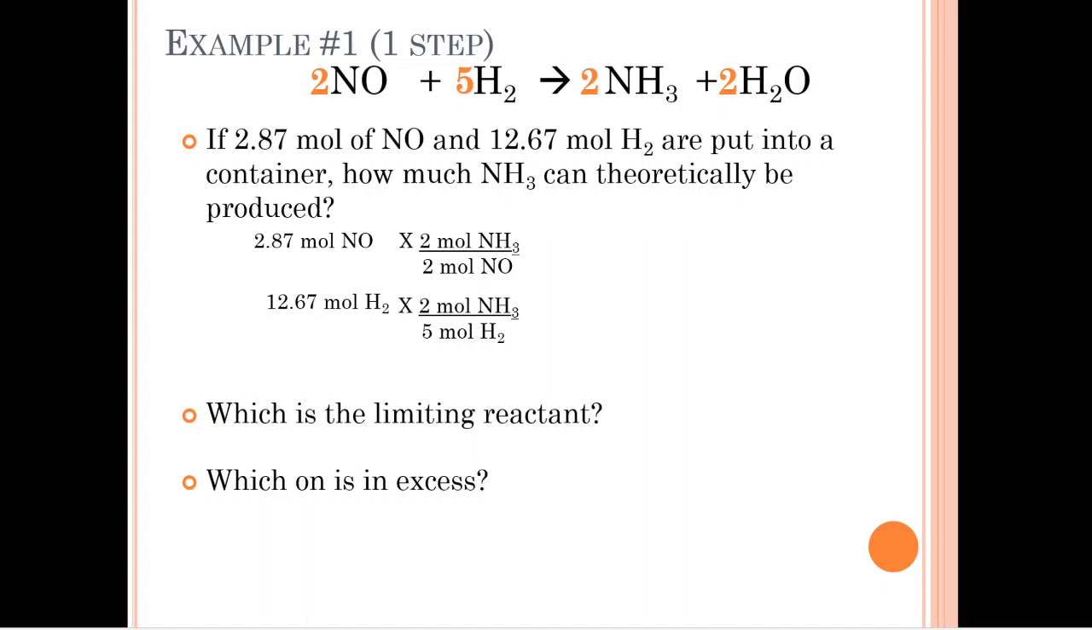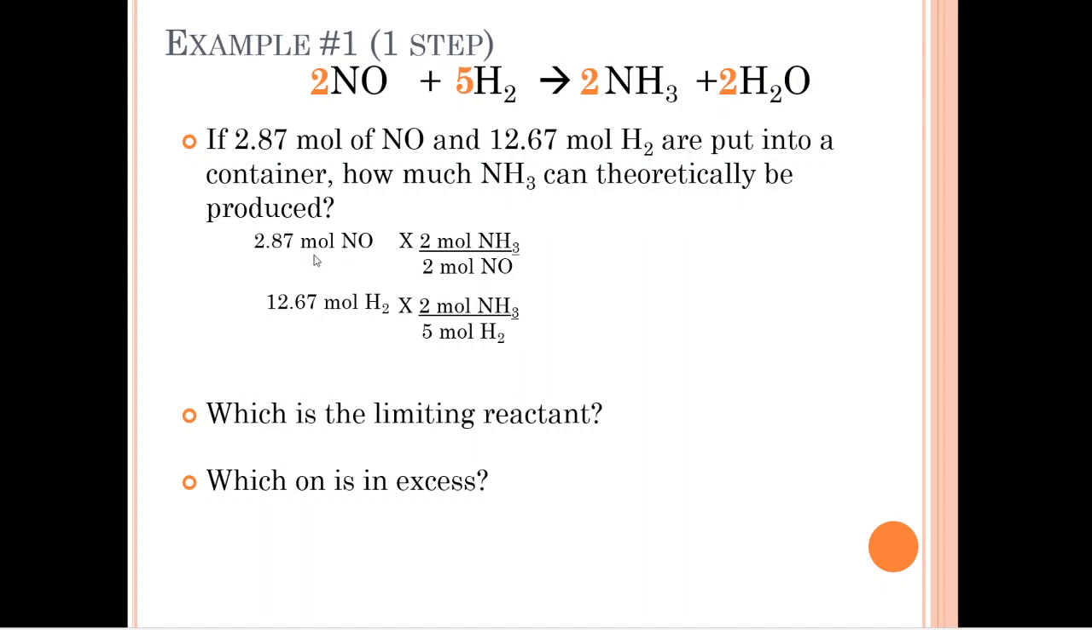If you have grams, or they want you to take 8 grams, then you would have to do the two-step stoichiometry problem. So if we start with 2.87 moles of NO, we want to know how much ammonia, NH3, is made. Our given is 2.87 moles. Our second given is 12.67 moles. And we want to know how much ammonia each one makes.